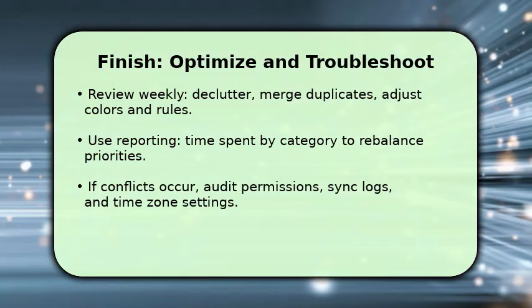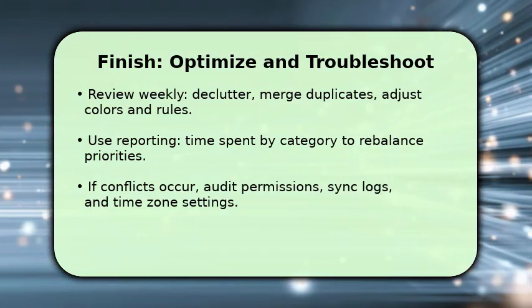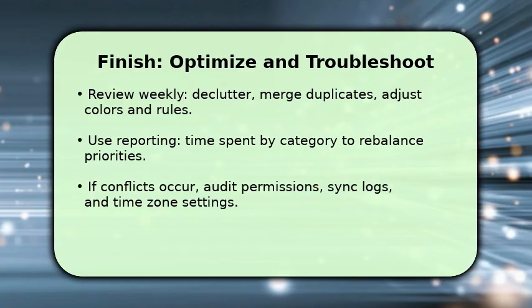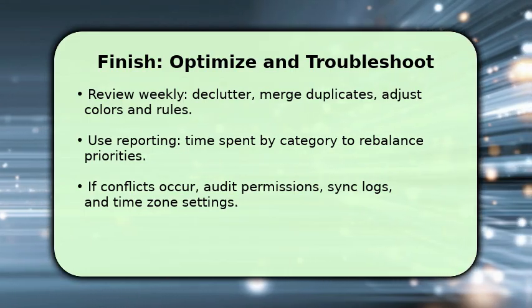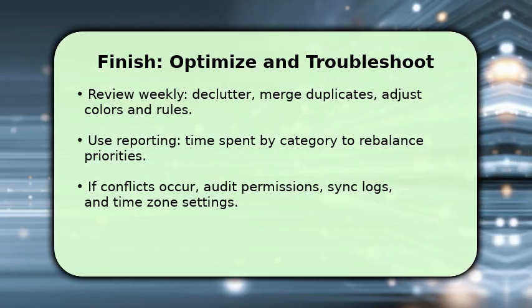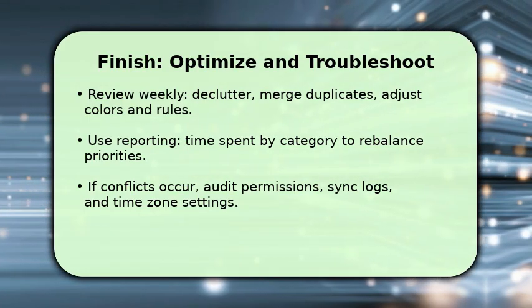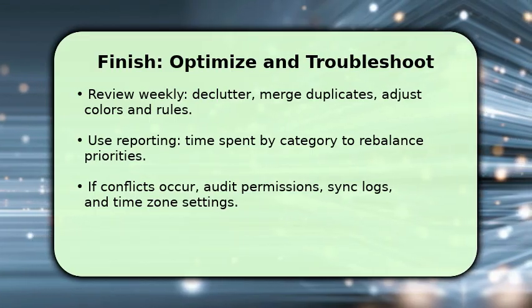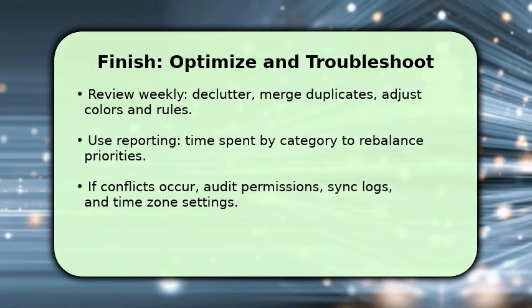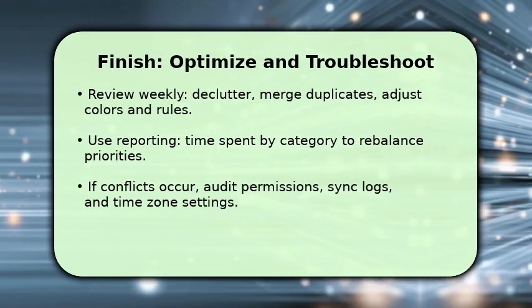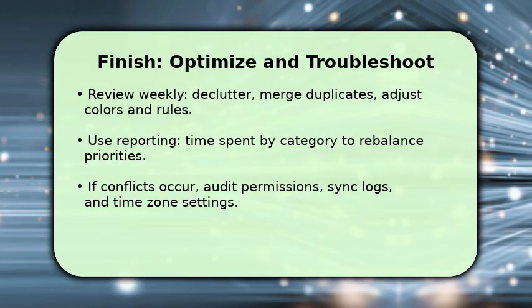Finish by auditing and optimizing. Run a weekly 10-minute review to remove duplicates, merge overlapping events, and tweak colors or rules based on real use. Once you track time by category, rebalance priorities so focus blocks gain space. If something breaks, check permissions first, then inspect sync logs and time zone settings.